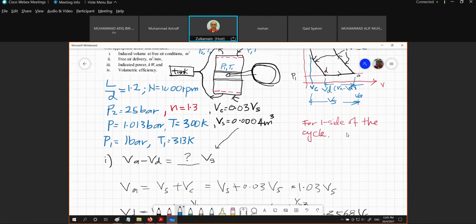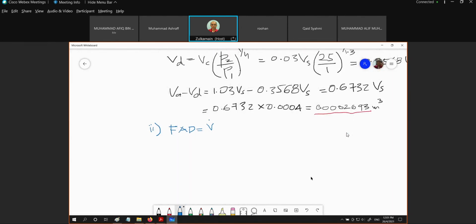Is the unit correct? Yes, meter cube per minute is equal to the V dot. And this V dot, we want to convert from V to V dot. What we do is V times N. And if you can remember, this is a double acting.